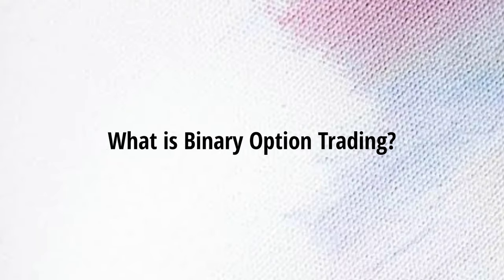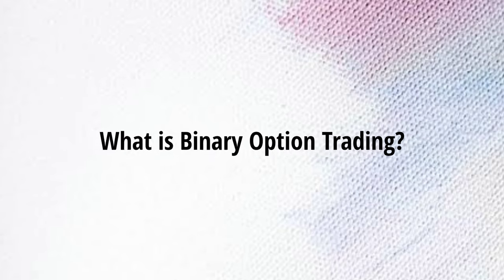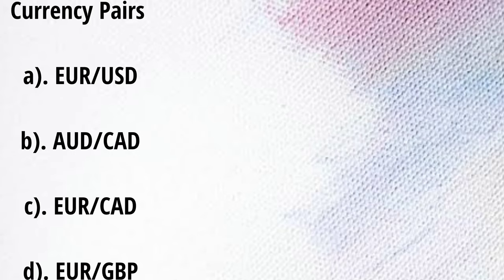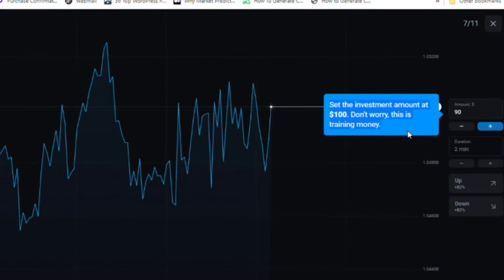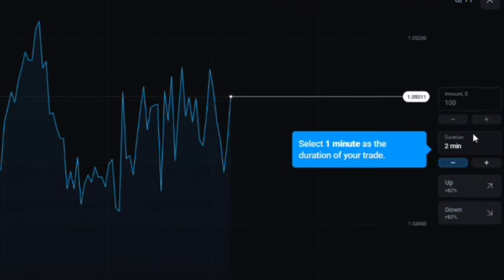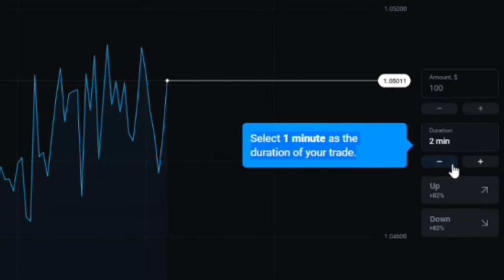A binary option trade or a fixed time trade is a transaction with a broker to determine the exchange rate of an asset. These assets can either be currency pairs, commodities, cryptocurrencies, indices, or stocks. As a fixed time trader, you will determine the trade amount and duration of your trade. Afterwards, you will be required to forecast the future direction of the asset you choose to trade.